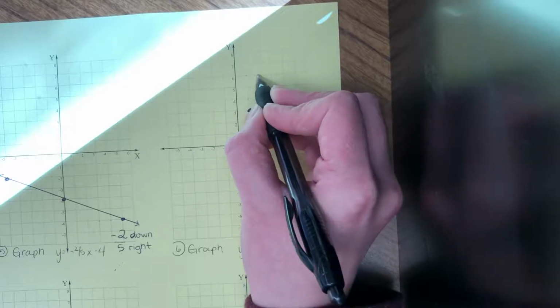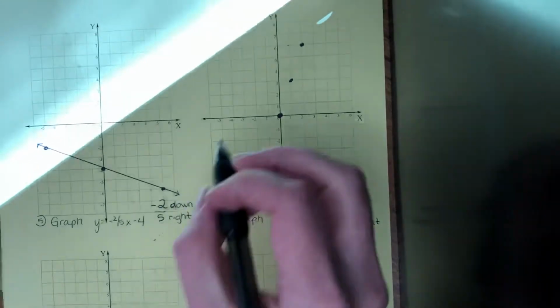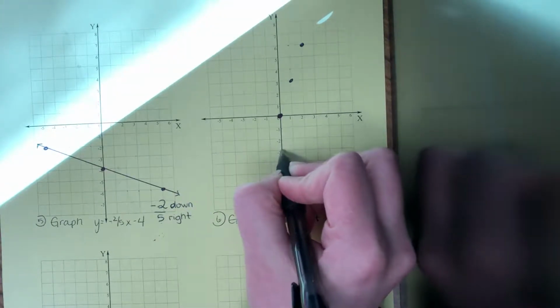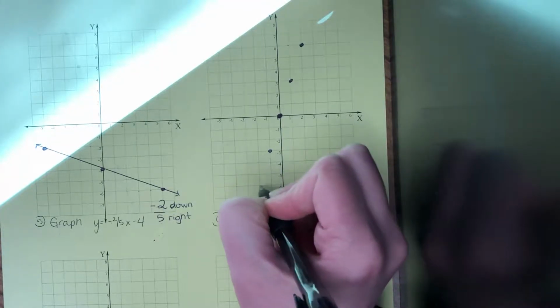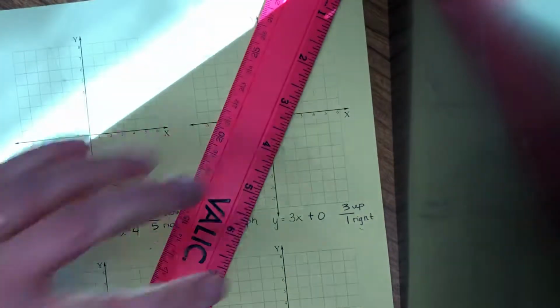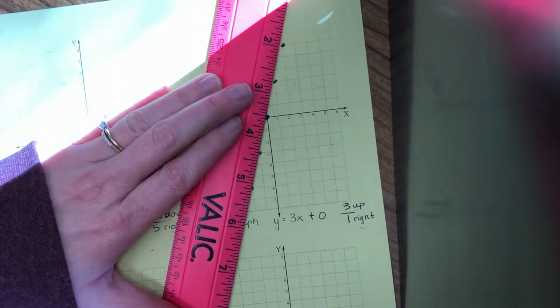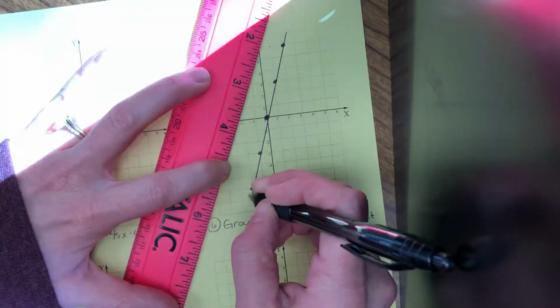Up 3, right 1. But that only gives me the top half. Now I need to do the bottom half. So I'm going to go down 3, left 1. Down 3, left 1. And then use a ruler to draw a straight line.